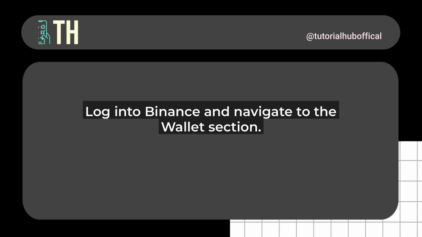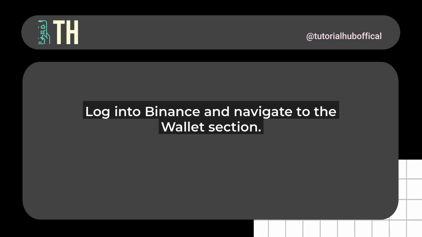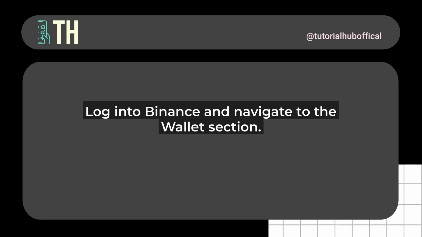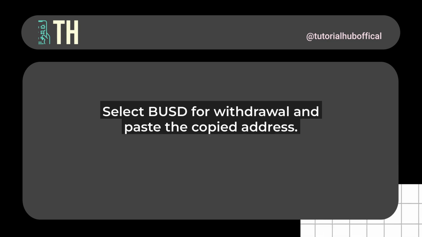Next, head over to the Binance website or app. Log in to your account and go to the Wallet section. Find your BUSD balance, then click on Withdraw. You'll be prompted to select the asset, in this case, BUSD. Paste the wallet address you copied from Trust Wallet into the recipient address field. Now, enter the amount of BUSD you want to send.